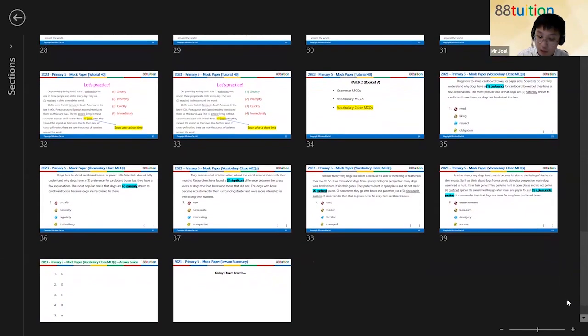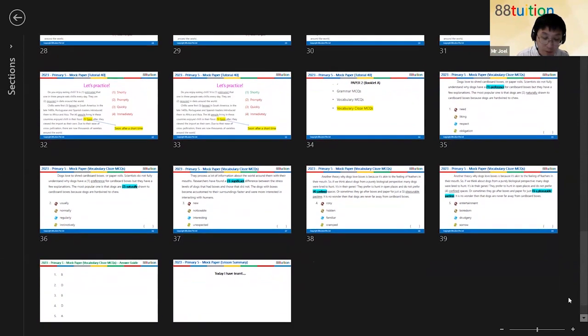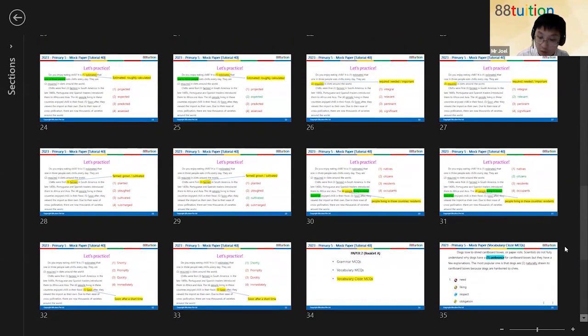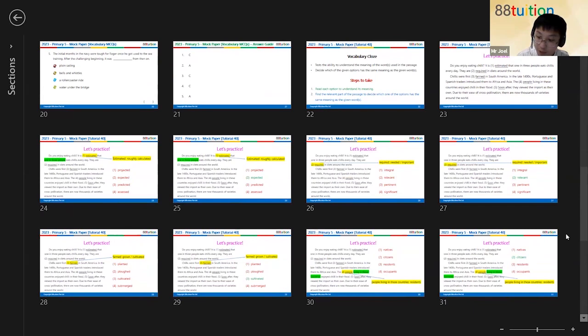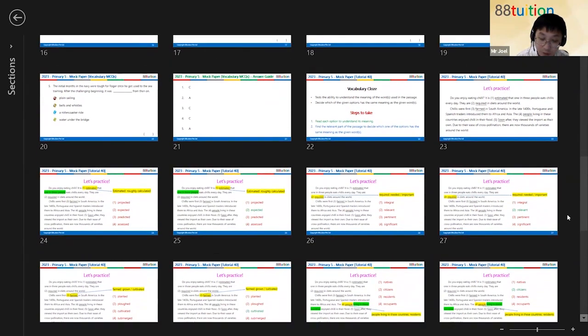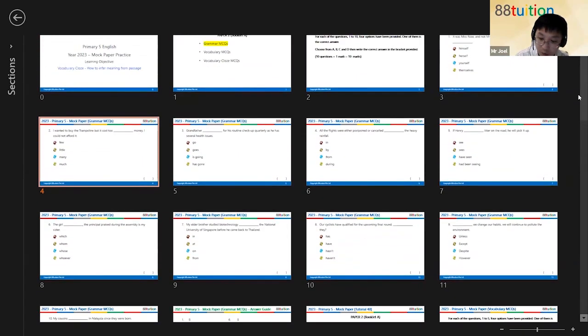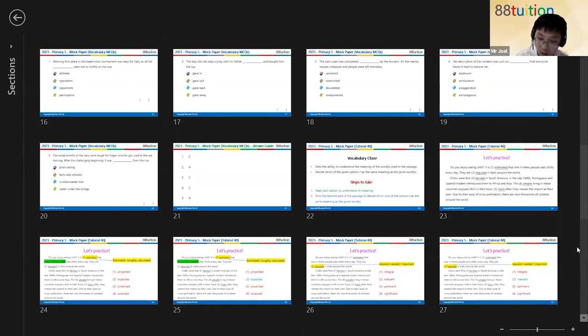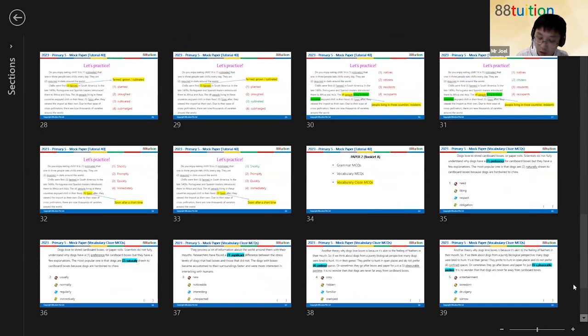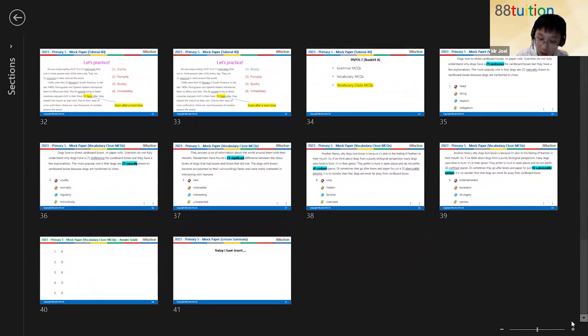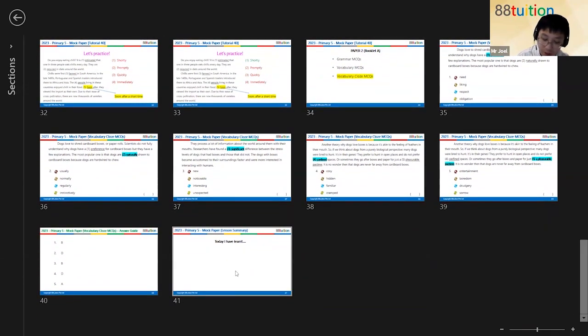Vocabulary close. Booklet A. Vocabulary close. Let's practice. Hey, they said they wanted to go through inference. Where's the inference? Oh, what? Okay. Never mind.